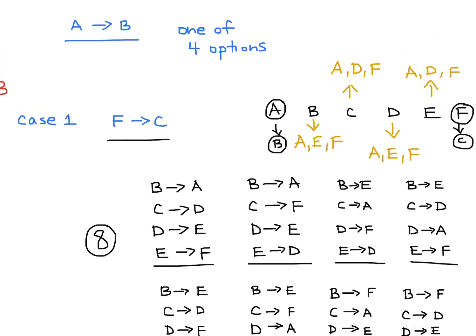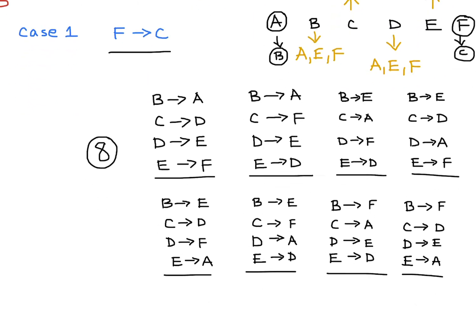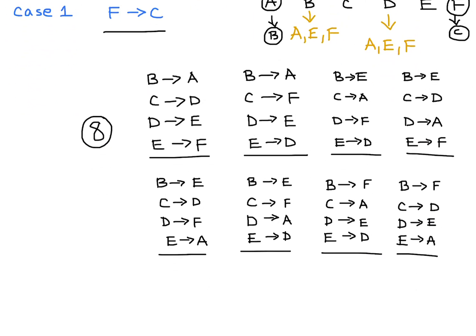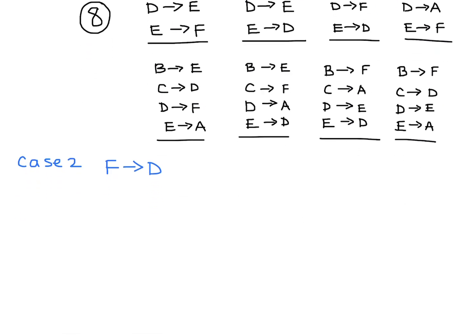A is still going to B, but now case number 2 involves F going to D this time. And in a very similar way, I won't torture you with all the details because by now I think you figured it out. I will just write out the possible ways that we can place all the other ants.